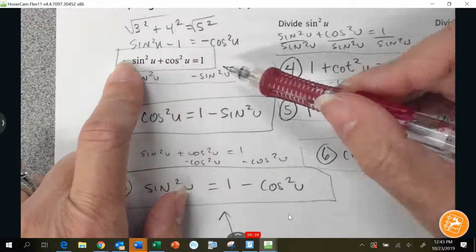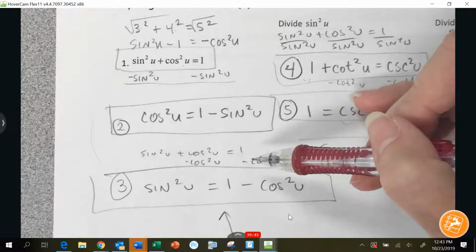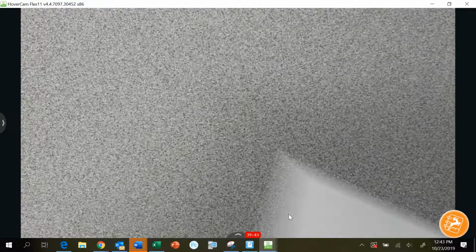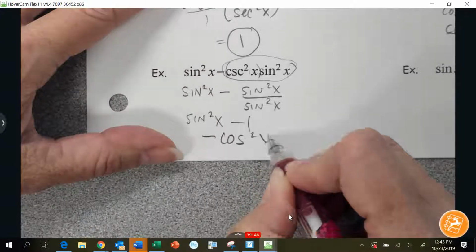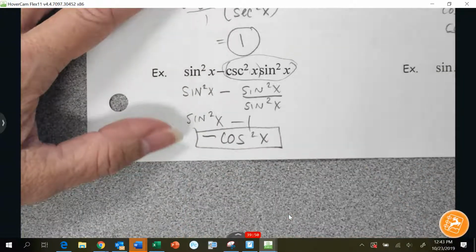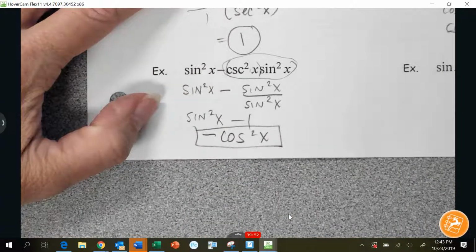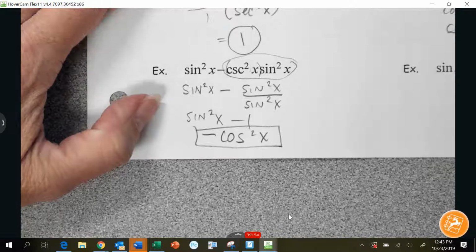So that's, again, using these identities to form even more identities. So that should be a negative cosine squared x. Did I lose anybody on that one?